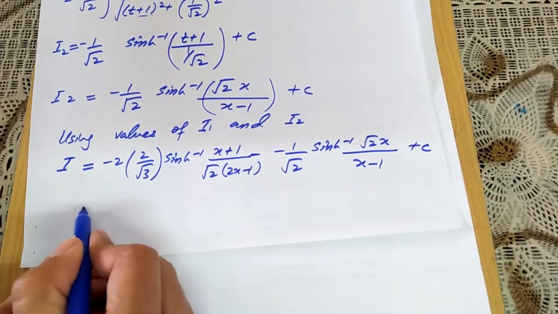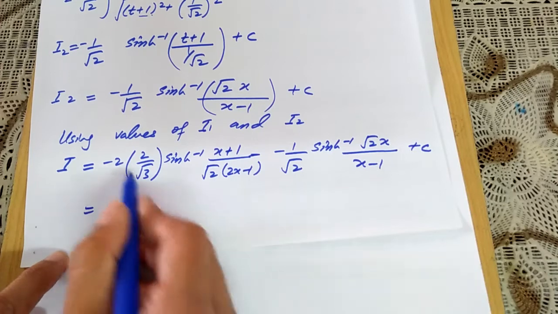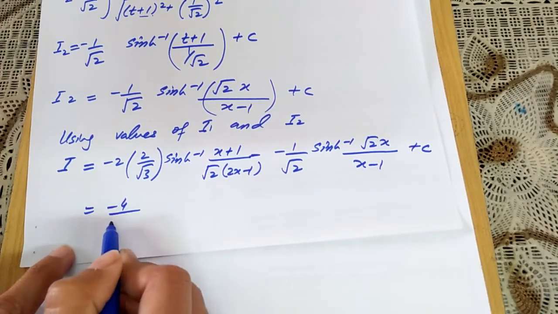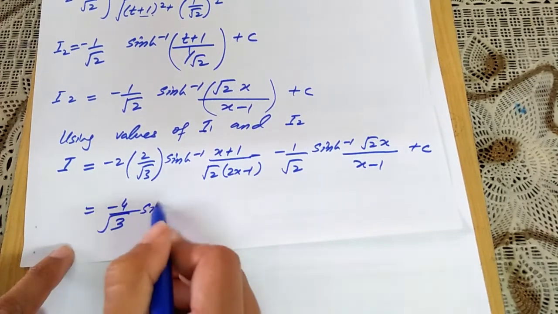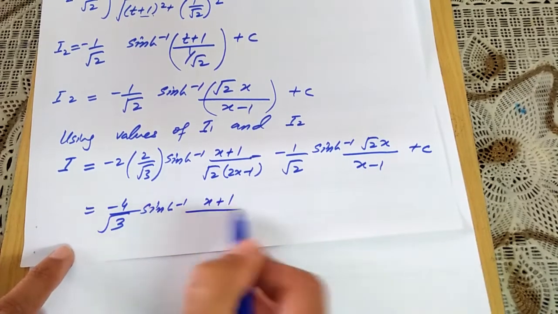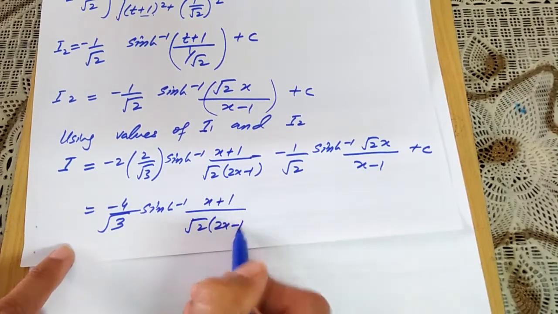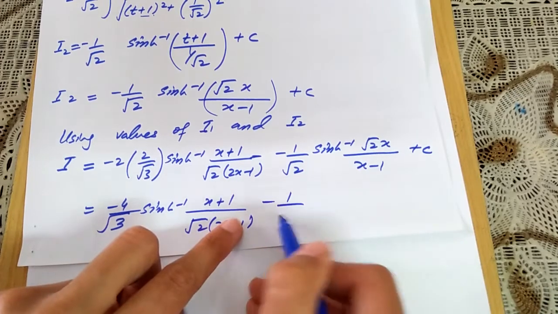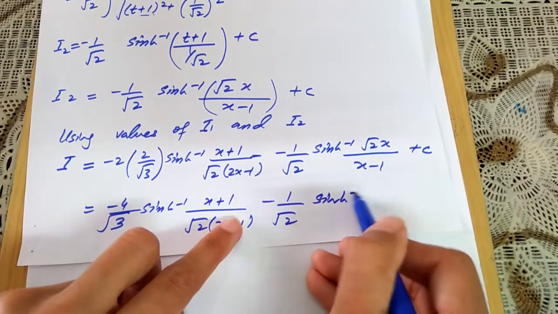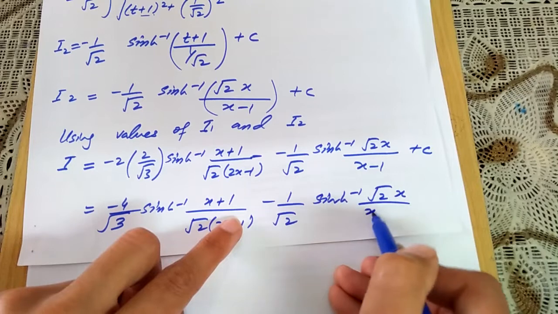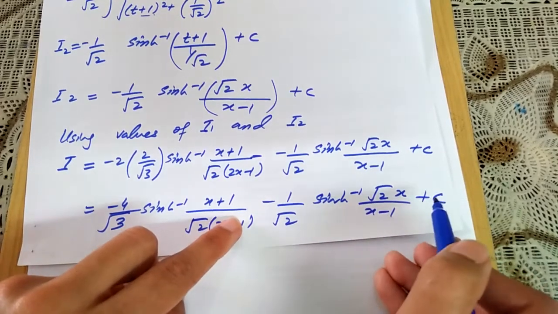So after simplification, I will get here, this is minus 4 over under root 3 sine hyperbolic inverse x plus 1 over under root 2 2x minus 1. Here I will get minus 1 over under root 2 sine hyperbolic inverse under root 2x over x minus 1 plus constant of integration.